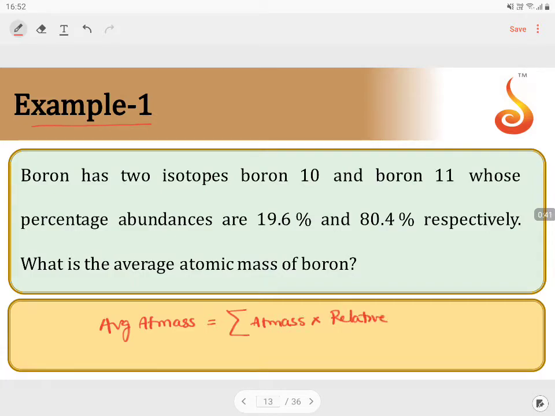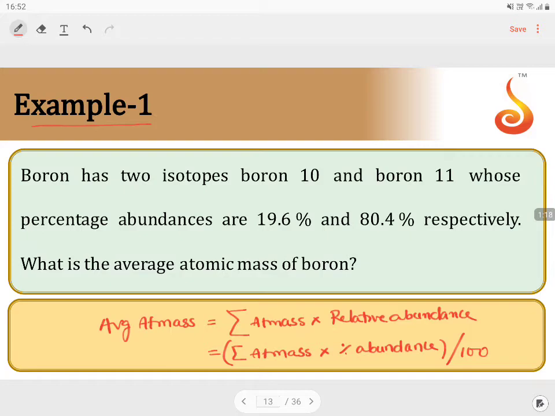abundance. If it is given in terms of percentage, then percentage abundance. This can also be written with the formula: sigma atomic mass into percentage abundance, overall divided by 100. So the formula which we are going to use in this particular question uses the data: what is the relative abundance given, corresponding to the mass number of the isotope, multiply that, and we get the average atomic mass. So let us see the question in this.